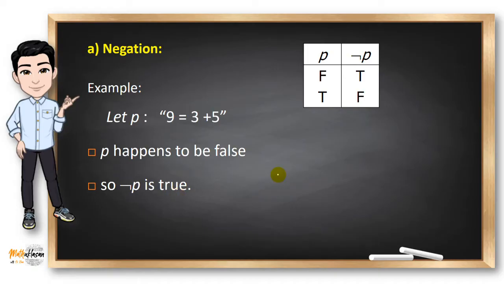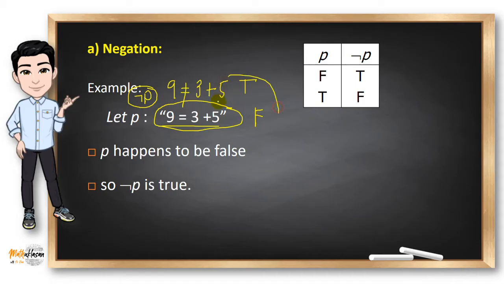But how are we going to prove it? Okay, so P is 9 equals 3 plus 5. So, if we're getting not P, then this proposition will become 9 is not equal to 3 plus 5. We all know that the truth value of this is false, right? But if you will get the negation of this statement, then 9 is not equal to 3 plus 5 will become true, right?